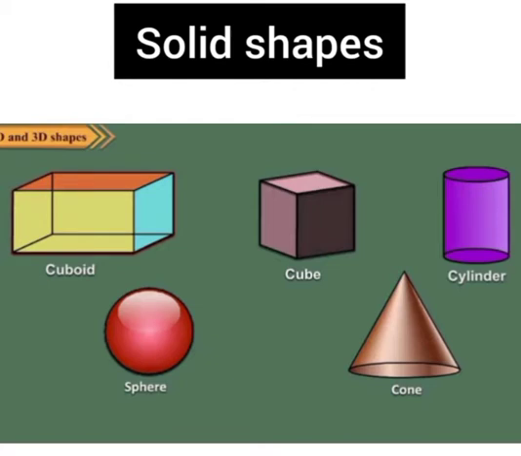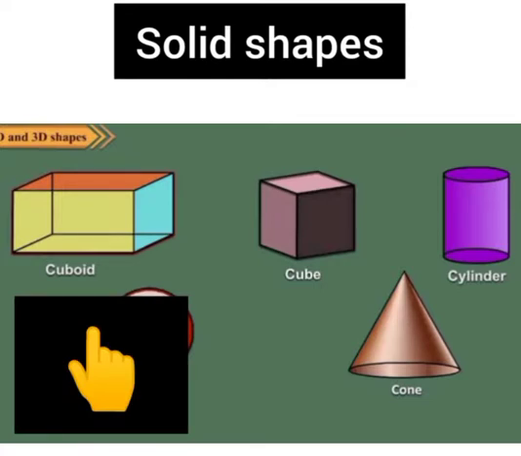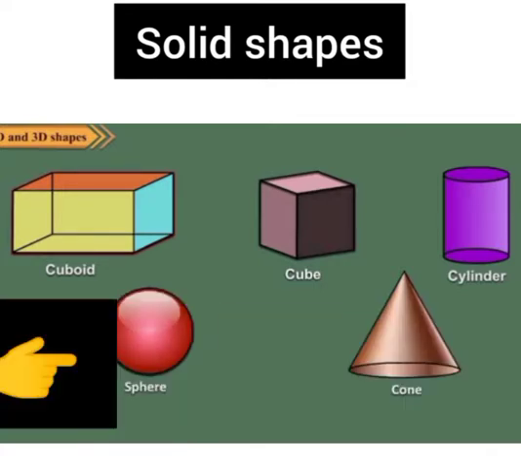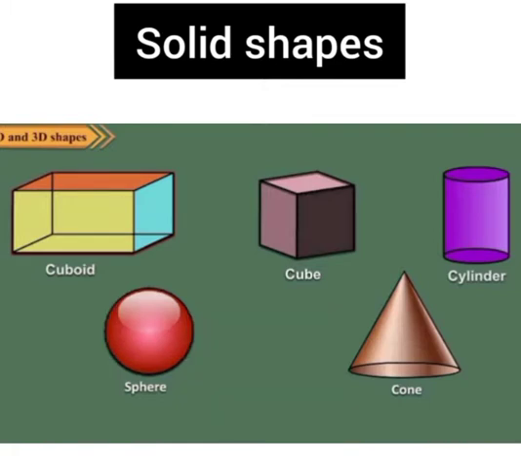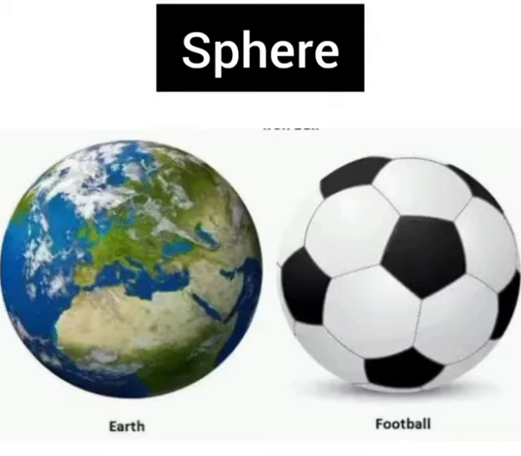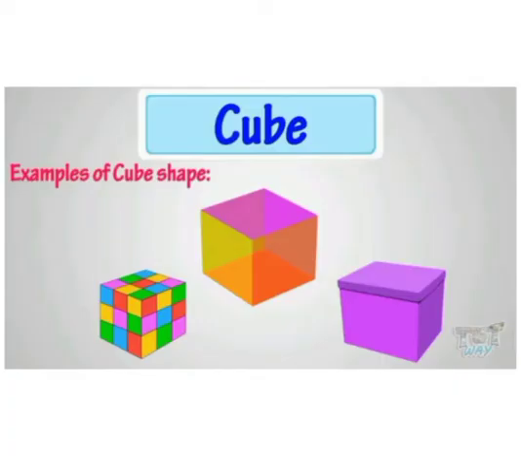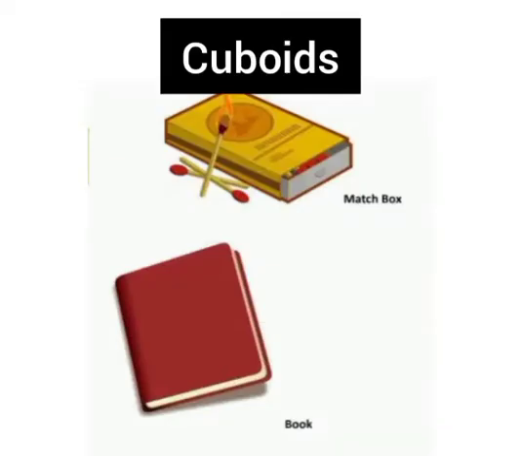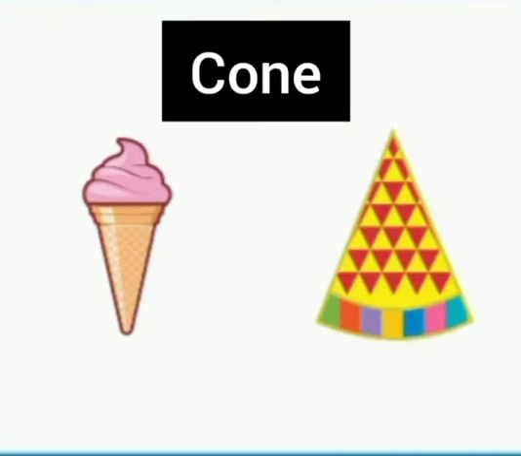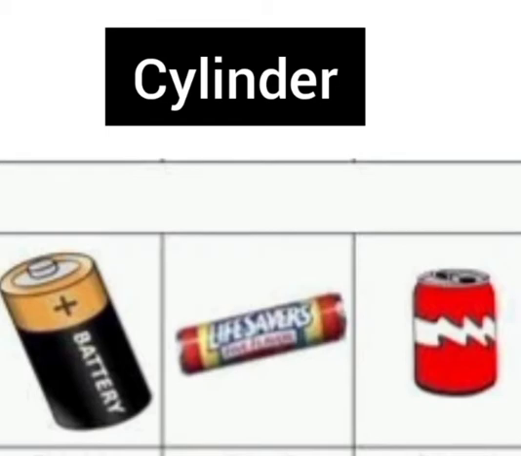These are solid shapes. Cuboid, cube, cylinder, sphere, cone. Examples of sphere shapes are earth and football. Examples of cube shape are dice and box. Book and matchbox are cuboids. Examples of cone shape are ice cream cone and birthday hat. Shape of batteries, cell and soft drink can is cylinder.